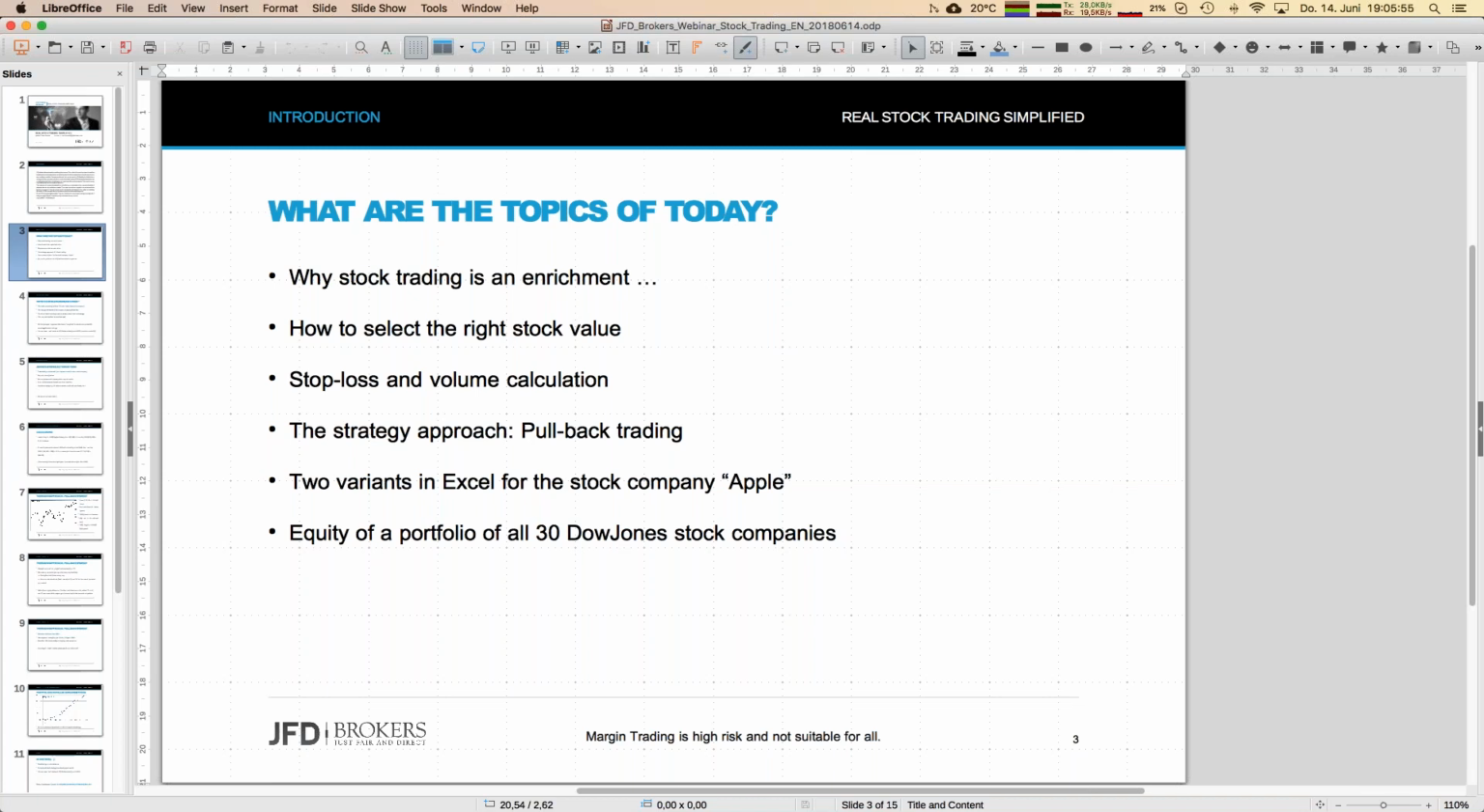But before really going into that kind of strategy, I have one slide. The one or the other may say, okay, that's a little bit simple stuff, but we will use the same logic, the same calculations within the later shown Excel sheet to calculate volume, stop loss, and something like that. Therefore, I have to mention those kinds of calculations here as well.